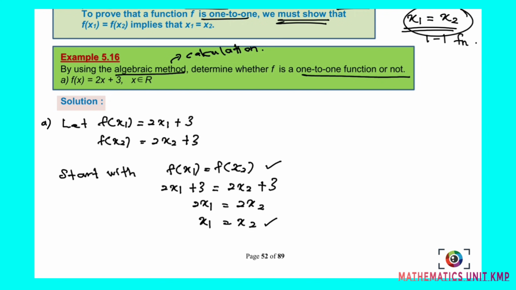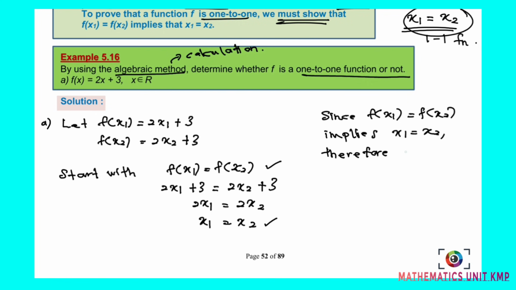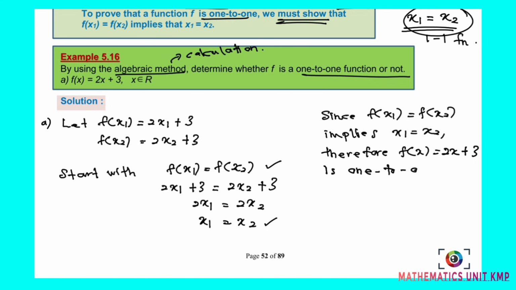So therefore, we can conclude, since f(x1) = f(x2) implies x1 = x2, therefore f(x) = 2x + 3 is a 1-to-1 function.